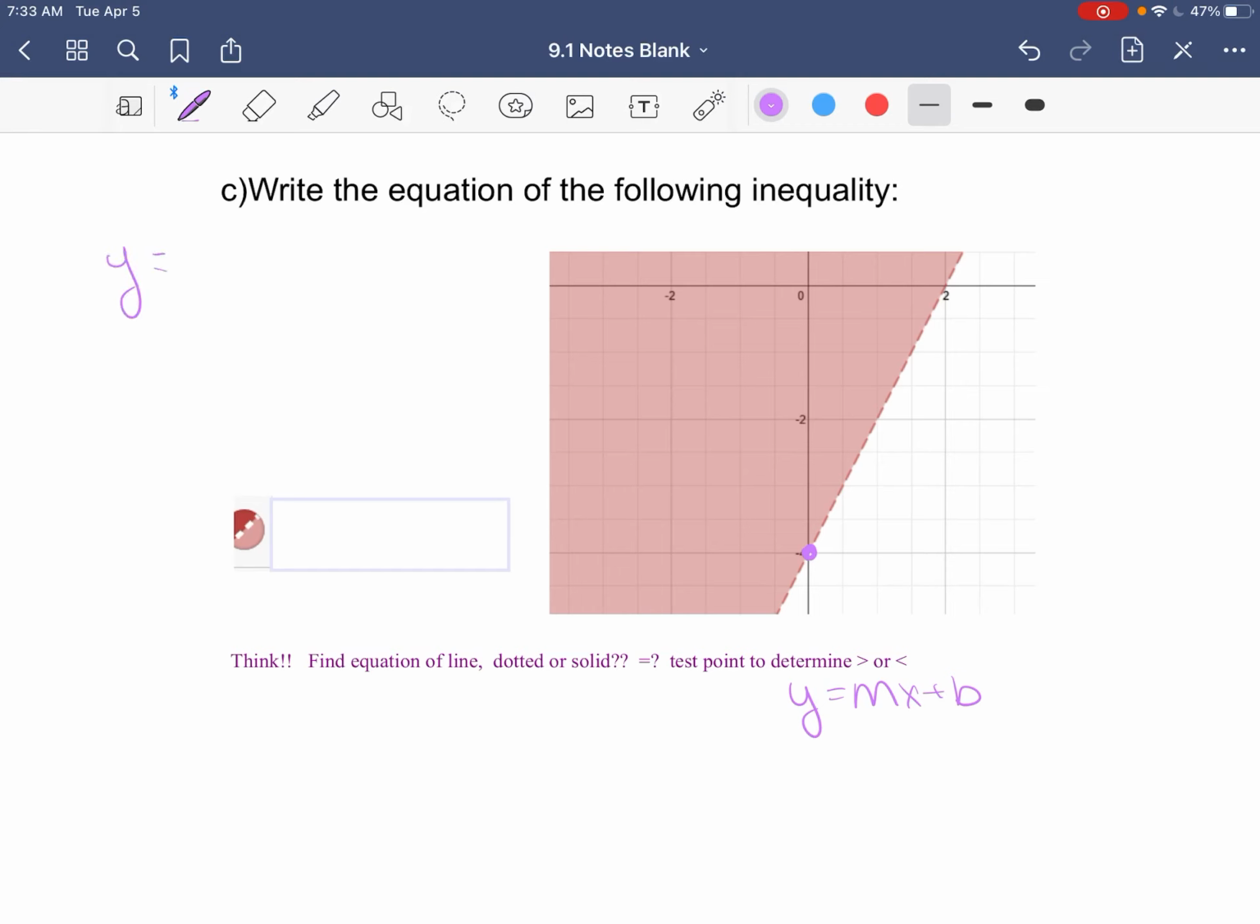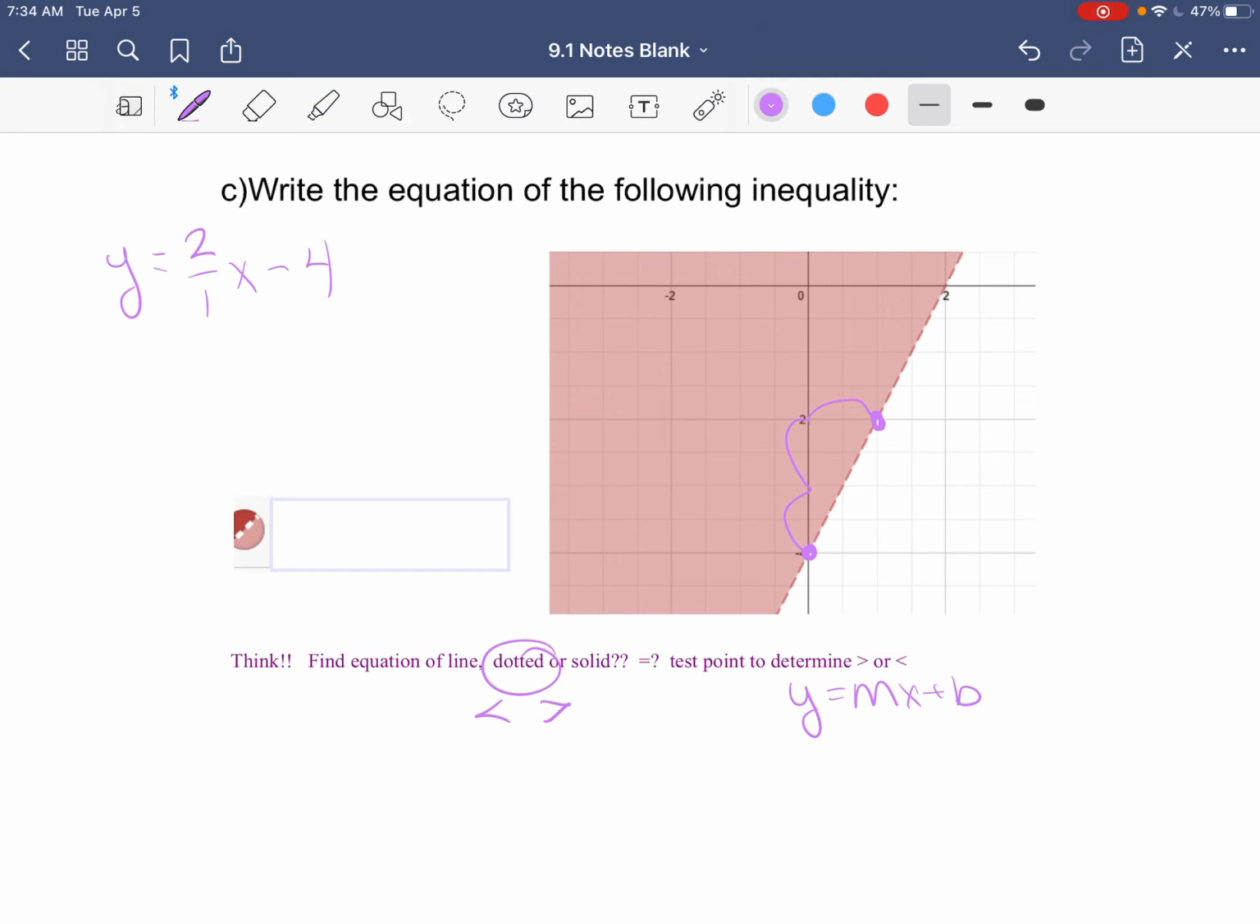So if we take y equals, if we count our slope, our scale is 1. So if we go 1 up, and a full over would be, or let's find our next point. Our next good point is right here, and that is 2 up, 1 over. So a slope of 2, x minus our y-intercept of 4. That was -4. The only difference is we want to think solid or dotted. This was dotted, so we're just going to have a less than or greater than, not an equal to.